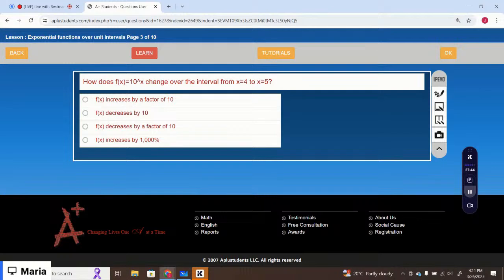How does f of x equals 10 exponent x change over the interval from x equals 4 to x equals 5? f of x increases by a factor of 10. Okay, you can complete the lesson by yourself later today. Let me just move on to the next lesson.